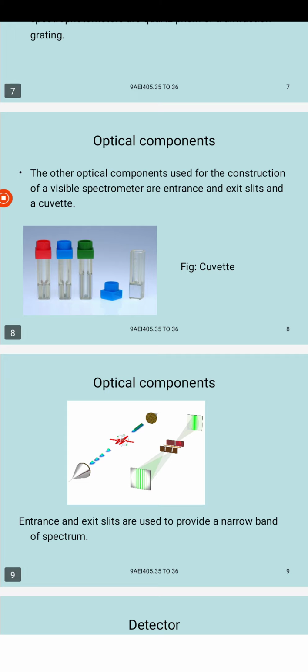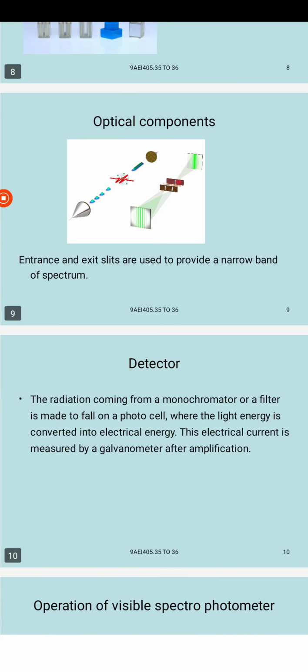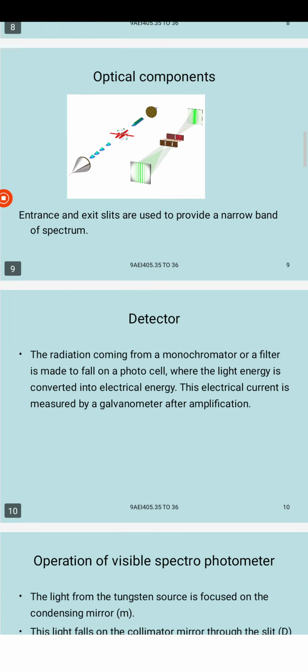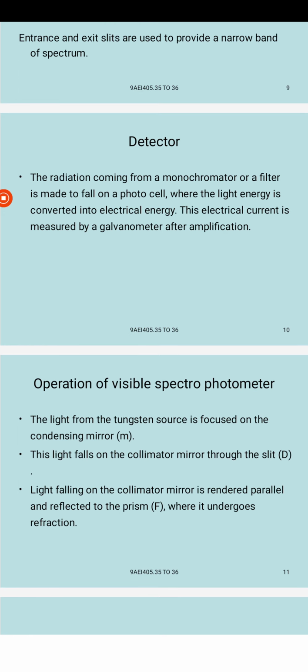So we can see the optical components. The other optical components used for construction of visible spectrophotometers are entrance slit, exit slits, and cuvettes. The entrance and exit slits are used to provide a narrow band of spectrum. Detector. The radiation coming from a monochromator or a filter is made to fall on a photocell where the light energy is converted into electrical energy. The electrical current is measured by a galvanometer after amplification.